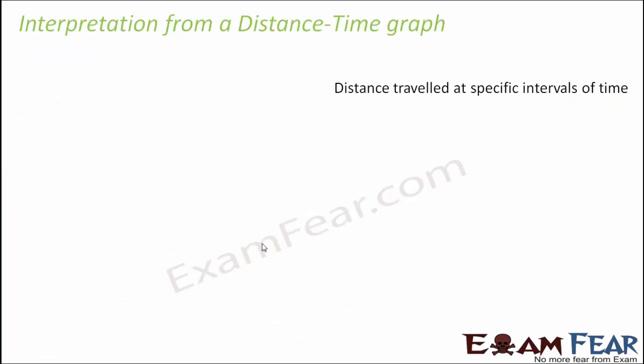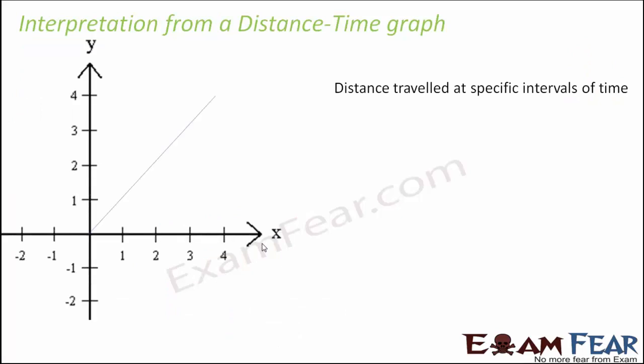Now some of the interpretations from a distance time graph. The first interpretation is distance traveled at specific intervals of time. That means any point on the graph will tell you how much distance is traveled at a particular instant of time, as I was telling you. At this point you can tell that it traveled 1 kilometer in 1 hour. At this point it traveled 2 kilometers in 2 hours, and so on. So you can tell how much distance has been traveled at specific intervals of time.